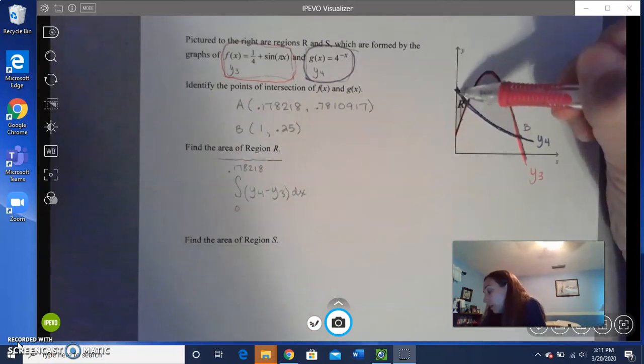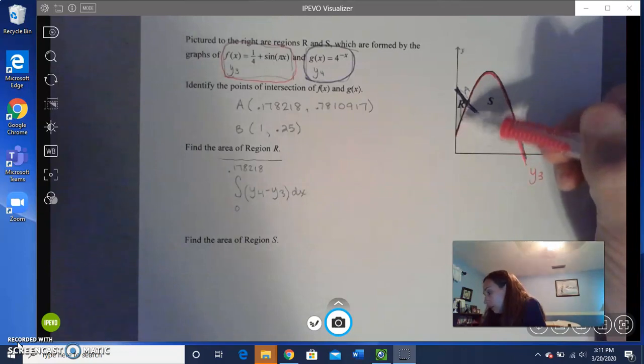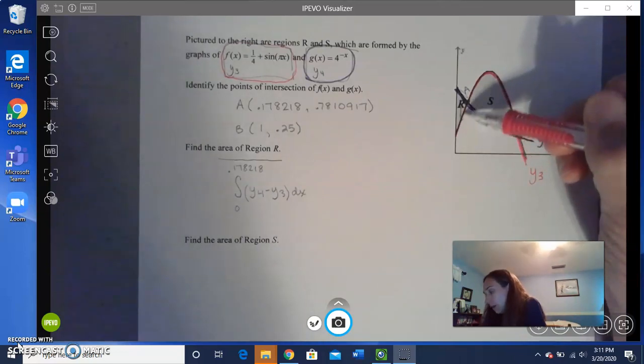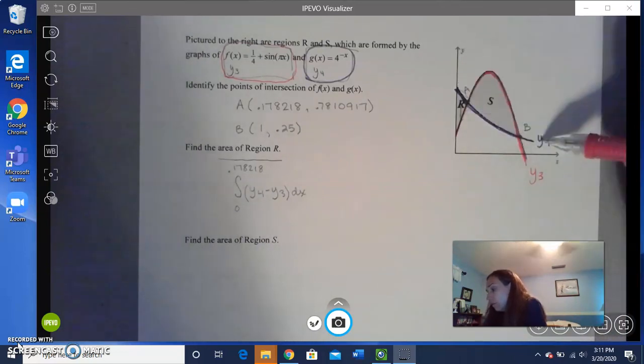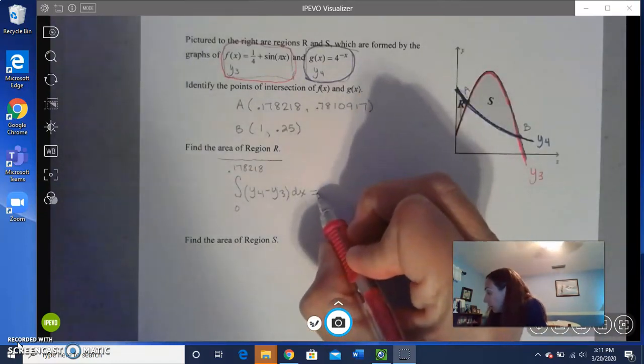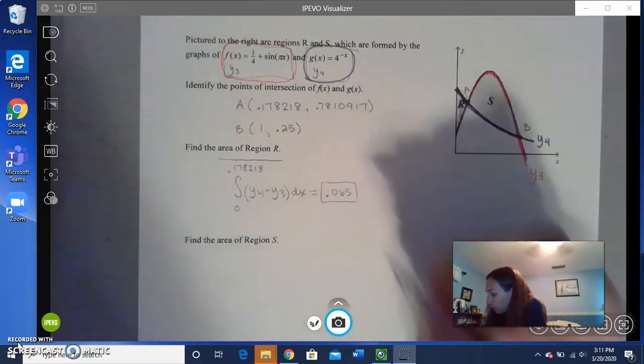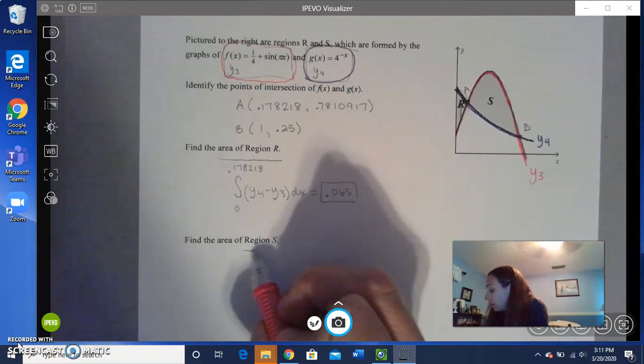Again, it's because it's the greater function for this section of the graph, minus the smaller function for that section of the graph. And remember, I've color-coded them so you could kind of see which function is which. You can go ahead and just put that straight into your calculator, and that area would be 0.065.